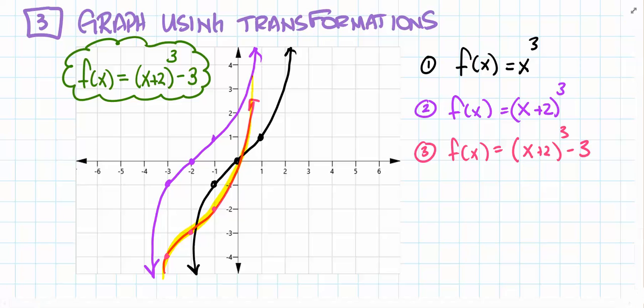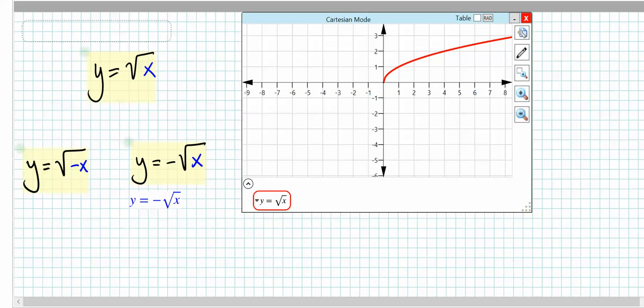Okay, so here is the setup. I've given you the original square root function, y equals the square root of x. That's the red one that you see on the page. I've also given you 2 other functions that I have not yet graphed. One of them is the square root of negative x. The other is the negative square root of x. Do you see the difference between the 2? Yeah. What is the difference between the 2 that I haven't yet graphed?